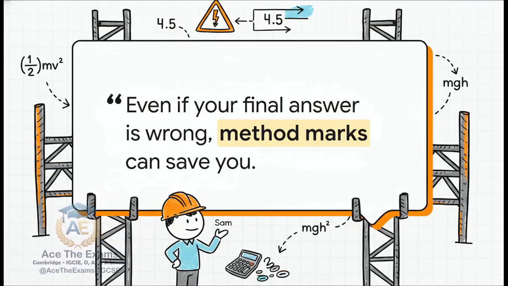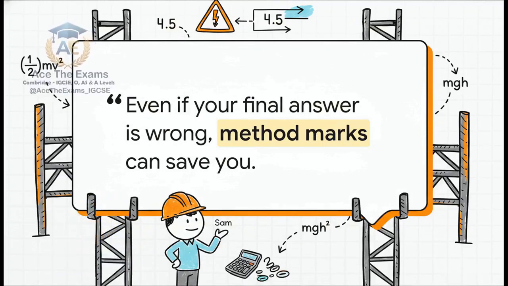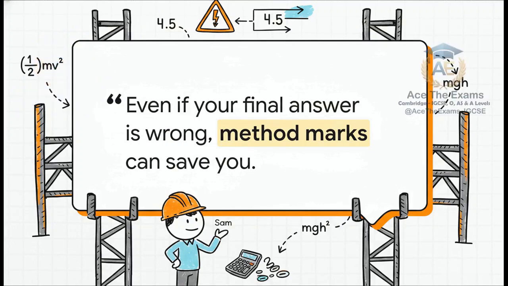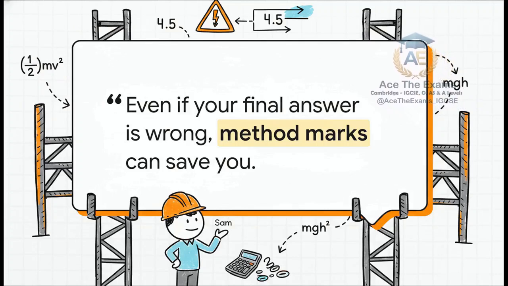You remember our builder Sam? Sam loves to just skip right to the flashy final answer. But if Sam makes one tiny little calculator error, the whole structure scores a big fat 0. You have to show your working. Write out the kinetic and potential energy components fully before you even think about simplifying. Those method marks, they are literally the steel rebar keeping your final grade intact.